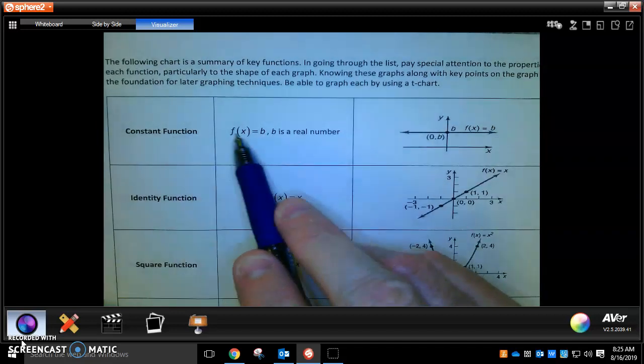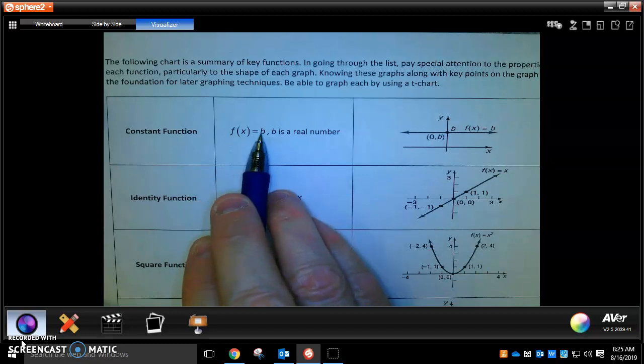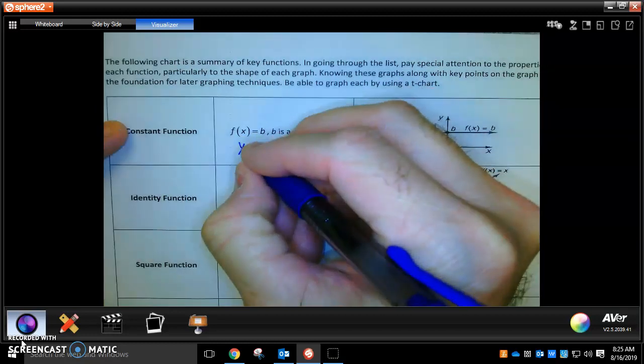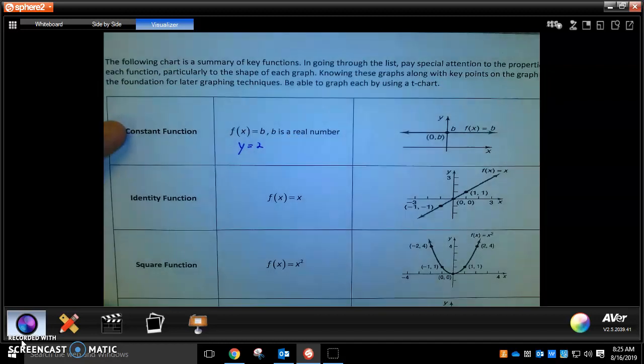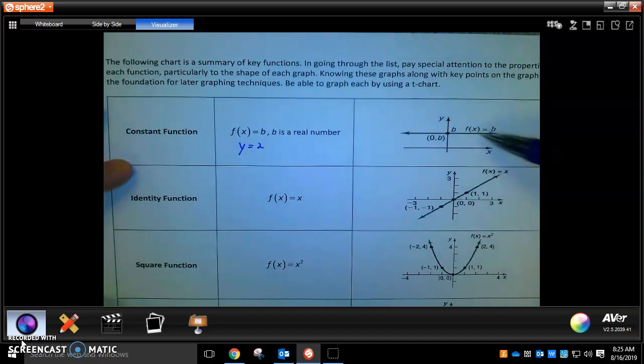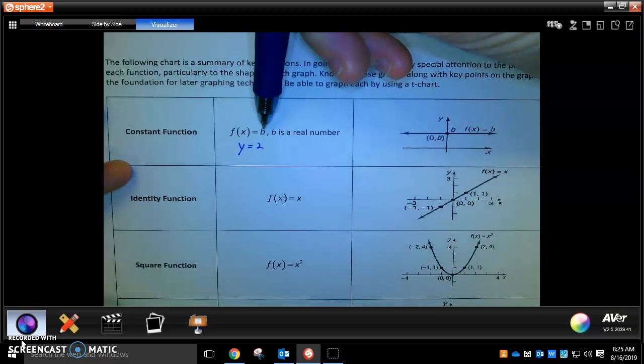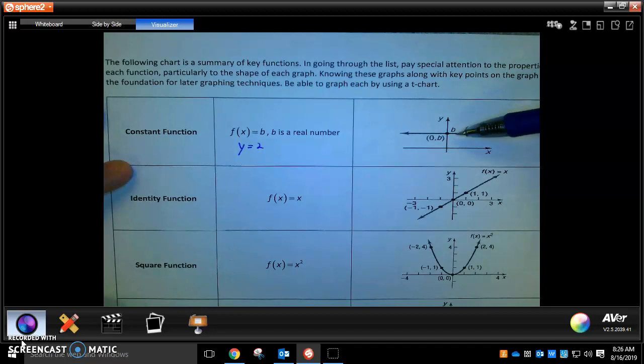So like a constant function. So f of x equals some number. So this is like in algebra when they would say y equals 2. Okay, so for example, that's just a horizontal line that would go through 2. So f of x equals b is just a horizontal line that goes through some point b.